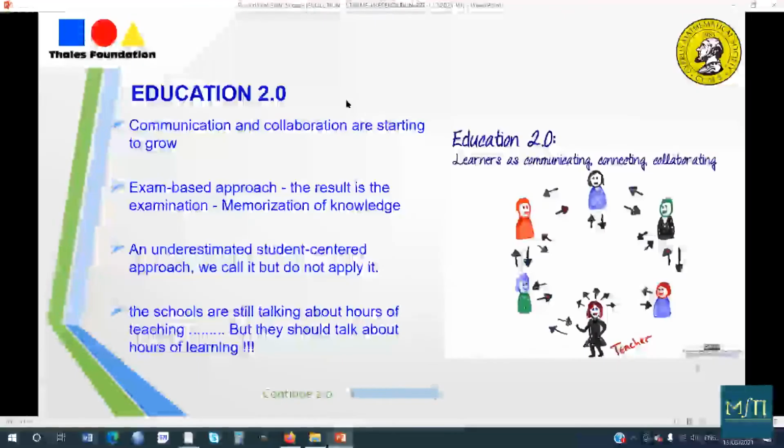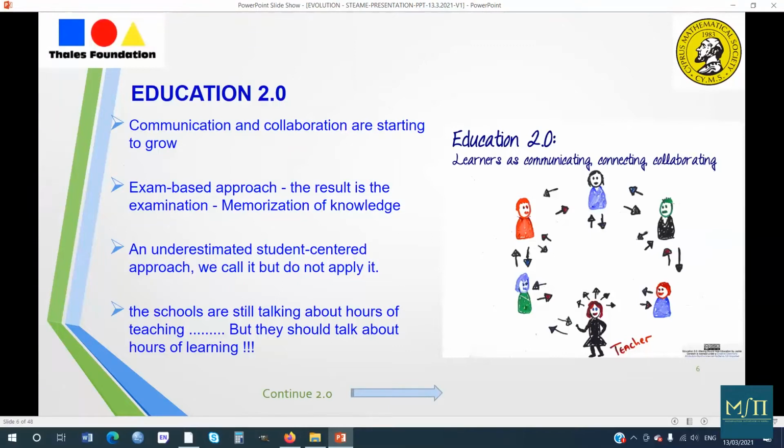In most countries today, even in those that have modernized schools, they still have schools running in education 2.0. And in my country, most schools are at this level. Communication and collaboration are starting to grow. Collaboration between students, more communication between teacher and student.